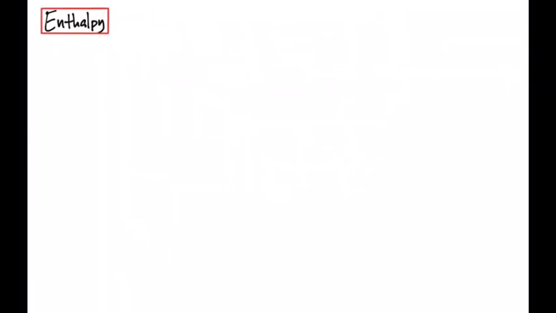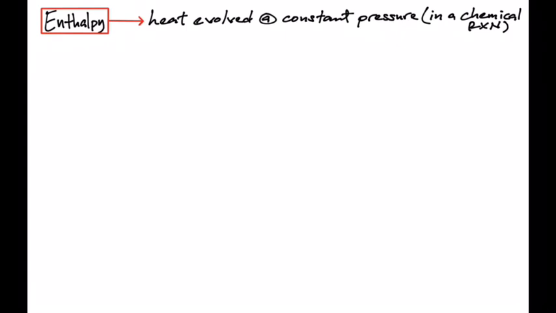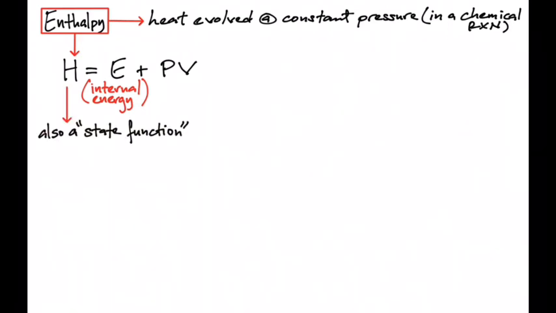So the next concept that I want to talk about here is called enthalpy. Enthalpy, by definition, is the heat evolved at constant pressure in a chemical reaction. The symbol for enthalpy is capital H, and enthalpy H is equivalent to the internal energy E plus P times V. But enthalpy is actually a state function. A state function means that you can't really measure it directly. You can only measure the change in the enthalpy, in other words, delta H, the difference in the final and the initial states.